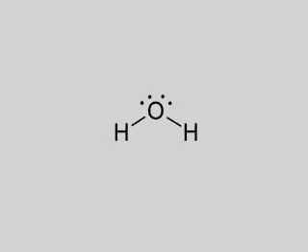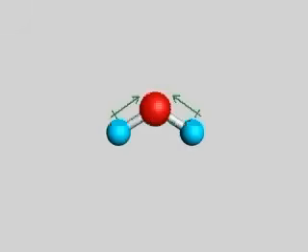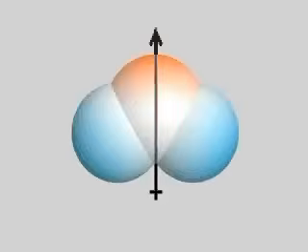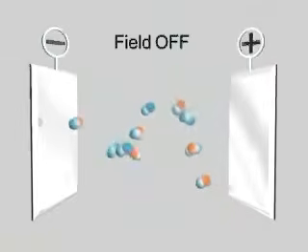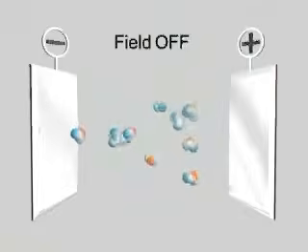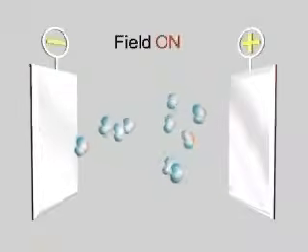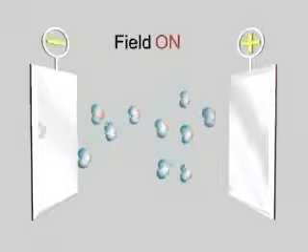The situation is very different for water. As in CO2, the highly electronegative oxygen pulls electron density towards itself, so each bond is polar. But the V shape of the molecule allows the bond polarities to reinforce each other, so water is highly polar, as the large polar arrow shows. With the field off, the molecules are oriented randomly, but with it on, their poles become oriented toward the oppositely charged plates.